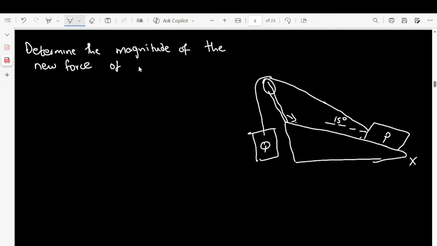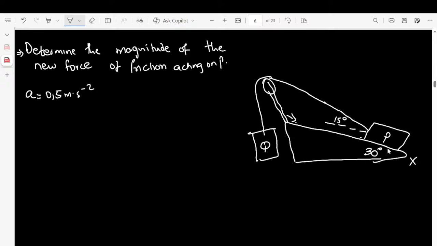The new force of friction. Determine the magnitude of the new force of friction acting on P. That's the first question. They say that in this scenario, the acceleration changes. So the new acceleration is given as 0.5 meters per second squared. You may assume that the angle of the slope is 30 degrees.